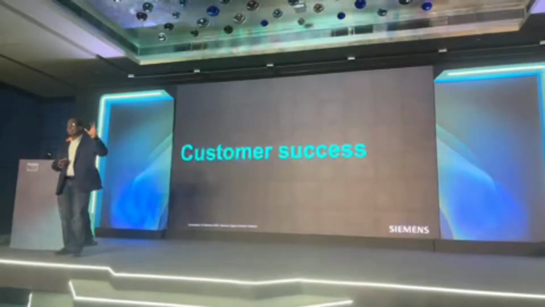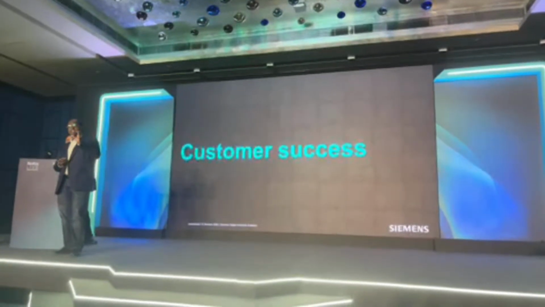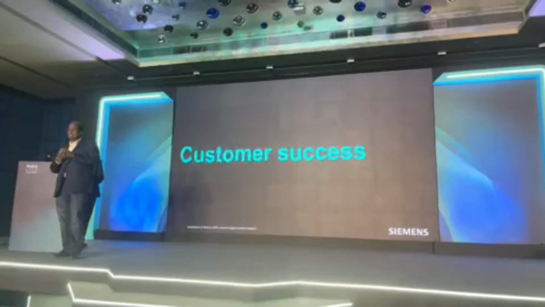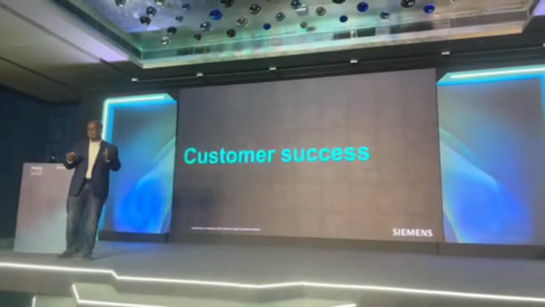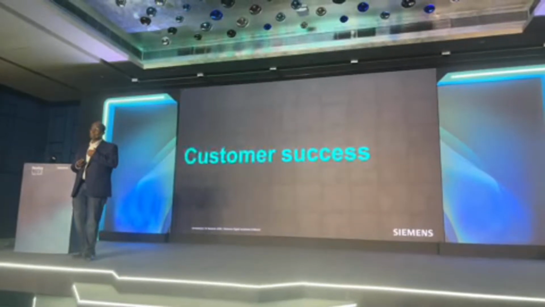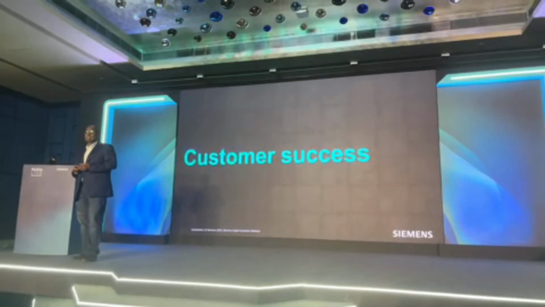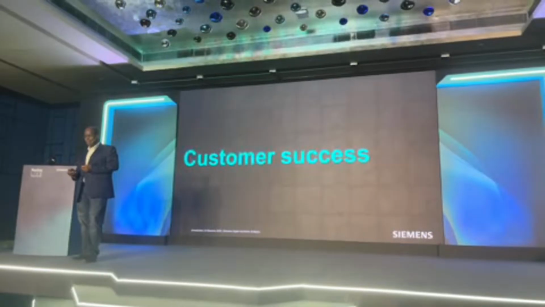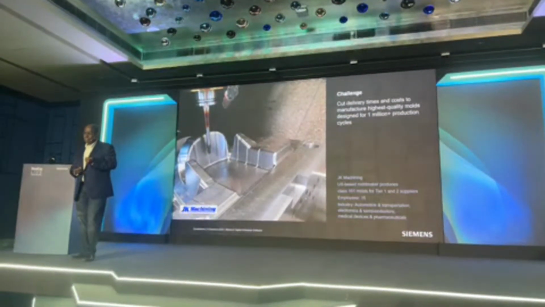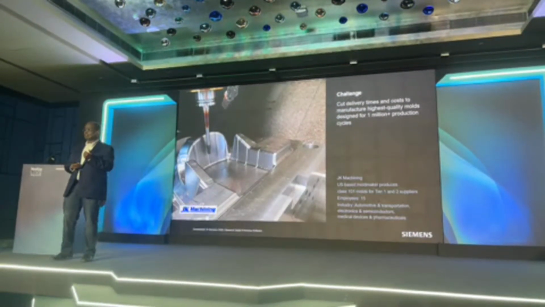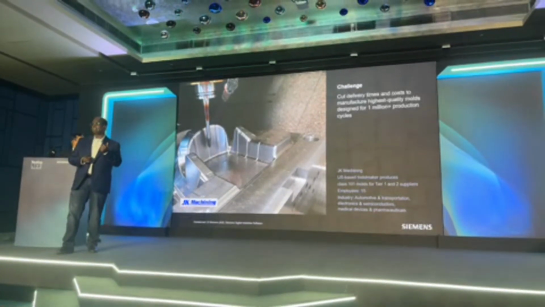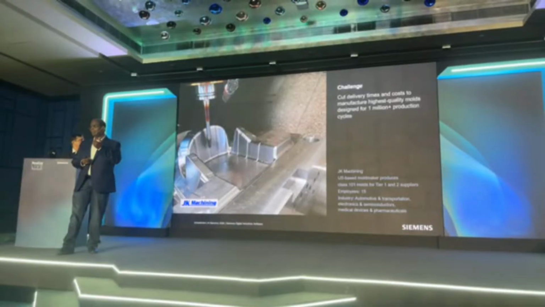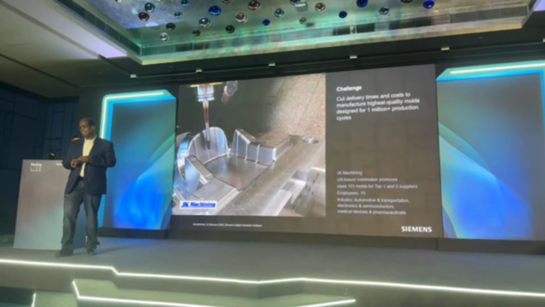So we have covered so far how the end-to-end connected digital workflow works within our designs and applications, and how customers are leveraging it. You don't have to just take my word; I have some customer success stories to talk about. The first one is a company called JK Machining. This is a mold maker in the Michigan area, United States of America. They manufacture molds for automotive and medical devices.